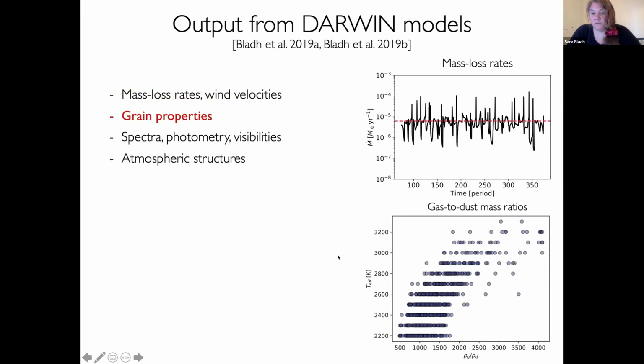We can also produce gas to dust mass ratios. Here is the gas to dust mass ratio on the x-axis, and then it's sorted according to effective temperature. As you can see, most of our values actually lie from 500 up to 2000, which is a lot higher than the standard value of 200 that is often used.